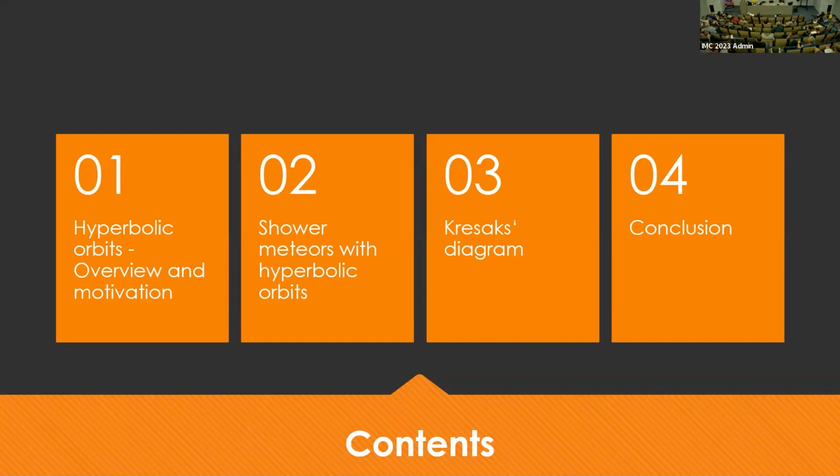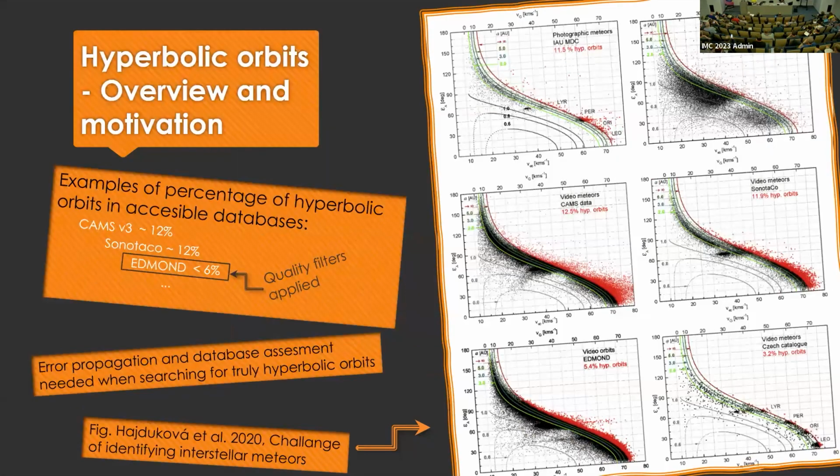So I will mainly talk about shower meteors with hyperbolic orbits, because this is the easy way how you can look at the database and see what kind of errors you are actually working with without actually seeing the errors. And the other part will be about Kresak's diagram, which is a useful way to visualize the database. So just a quick overview.